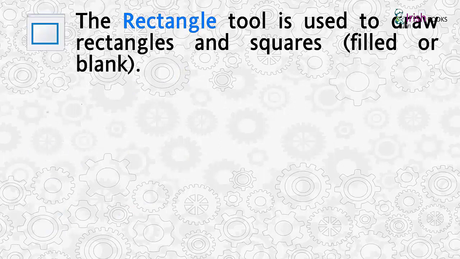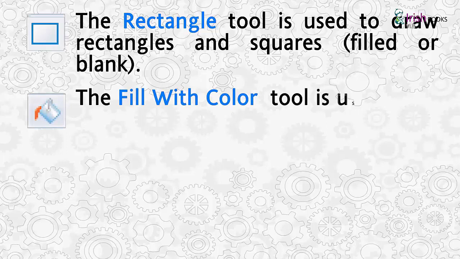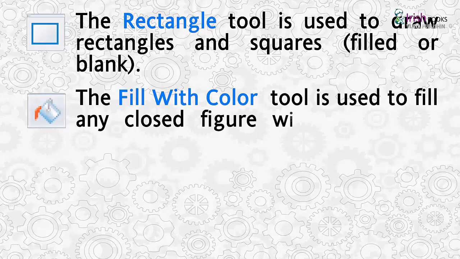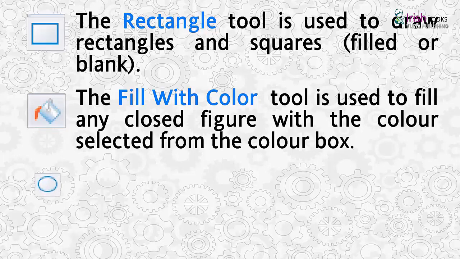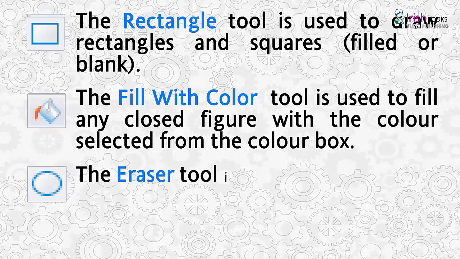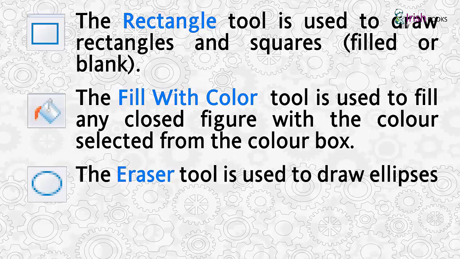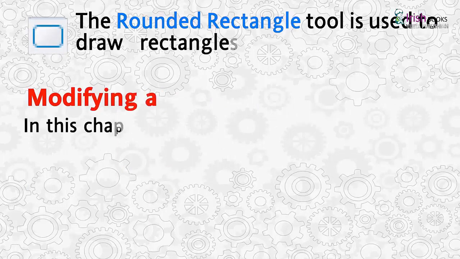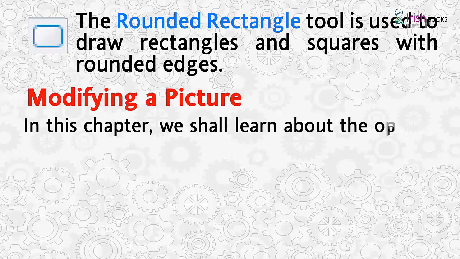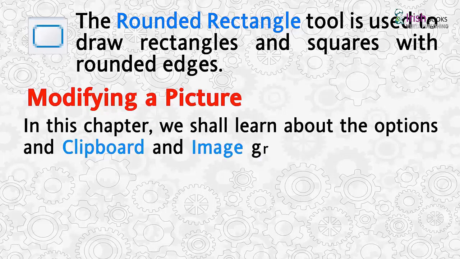The rectangle tool is used to draw rectangles and squares, filled or blank. The fill with color tool is used to fill any closed figure with the color selected from the color box. The ellipse tool is used to draw ellipses and circles. The rounded rectangle tool is used to draw rectangles and squares with rounded edges.